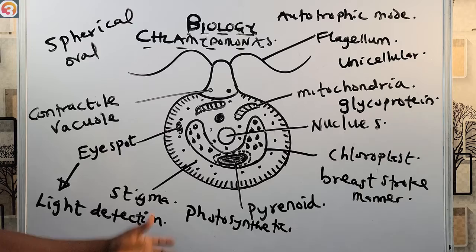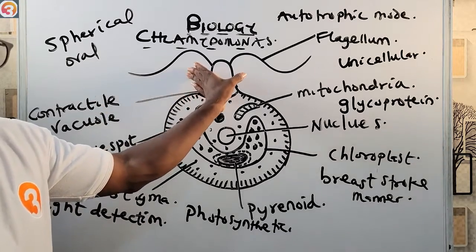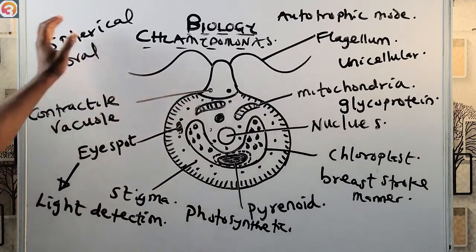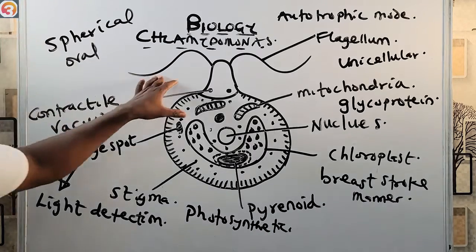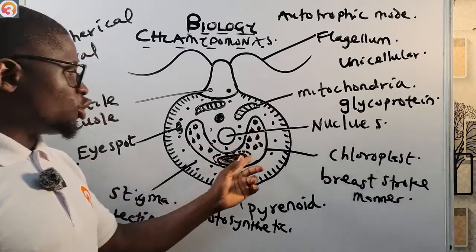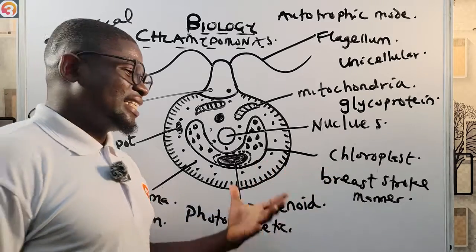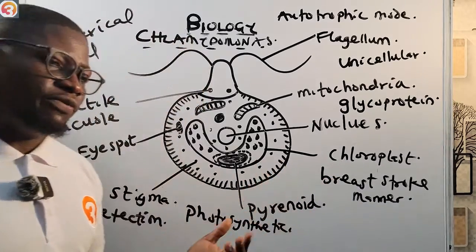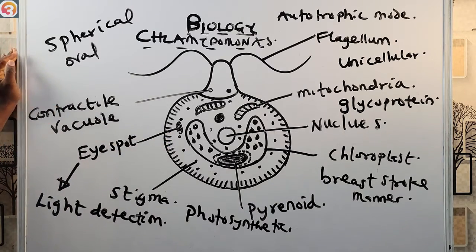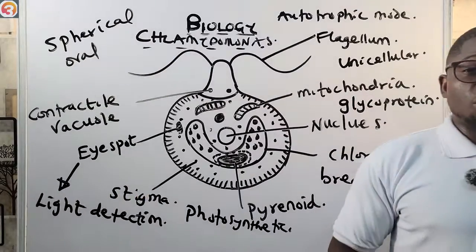Not really much. See the structure: it is of a roughly spherical shaped diagram, and of course you can say it's oval in shape, if you like. Likewise it has two anterior flagella, the nucleus, and a cup-shaped chloroplast. Because it has chloroplast, it can photosynthesize, that means it can manufacture its own food. It has an eye spot for detecting light. So this is the structure of the Chlamydomonas. Nothing really much for us to discuss here.